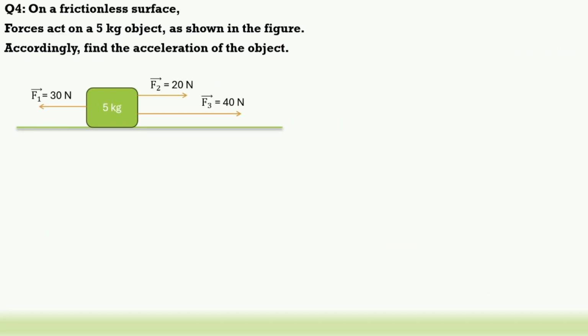Okay. Question number 4. On a frictionless surface again, forces act on a 5 kg object as shown in the figure. Find the acceleration of the object again. As you can see, there are 3 forces and all these forces are acting on the horizontal axis, and F1 is in the negative direction, forces 2 and 3 are in the positive direction. Okay, let's start the calculation.